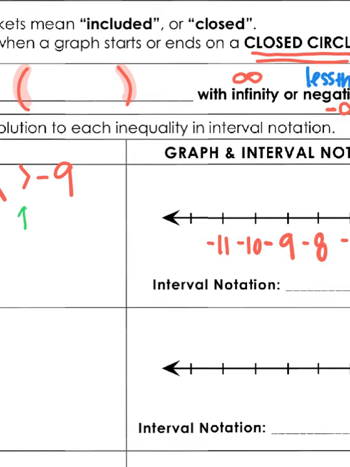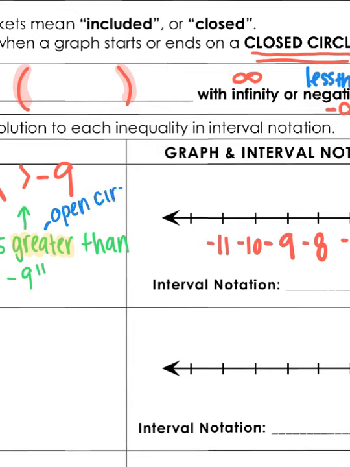So like I said, this symbol says x is greater than negative 9. And when I see greater than, that tells me that I need to have an open circle. So I'm going to draw an open circle on negative 9.